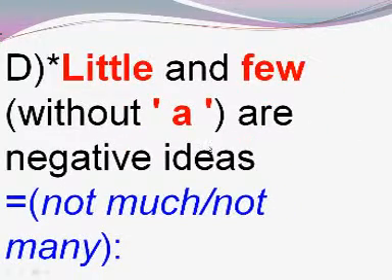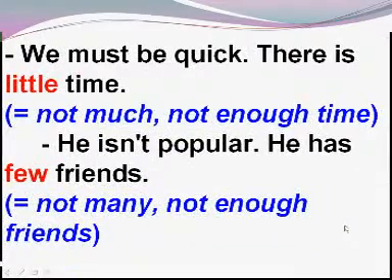Okay, about little and few without a. This is one of the most confusing rules in grammar, actually. Okay, little and few without a are negative ideas. Not much, not many. This will never be clear without an example. Okay, if we say we must be quick, there is little time. Not a little time, we say there is little time. If we say little without a, it means it's not much, it's not enough. This is the key point. If we use little without a, it means it is not enough. The time is not enough for us.